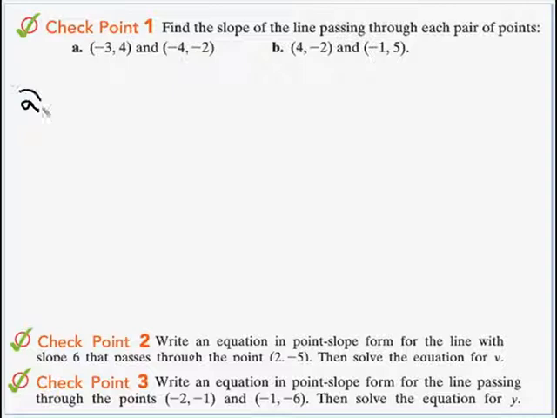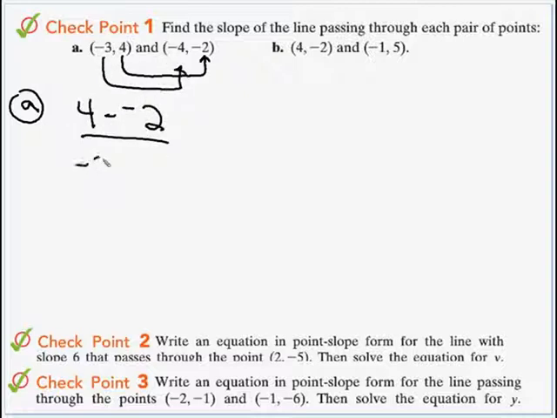All right, for the first one, I see a positive y value here and a negative, so I'd like to subtract in that order. 4 minus a negative 2 is our numerator. Negative 3 minus a negative 4 is our denominator. We add the opposite on both of these, and we get 6 over 1.